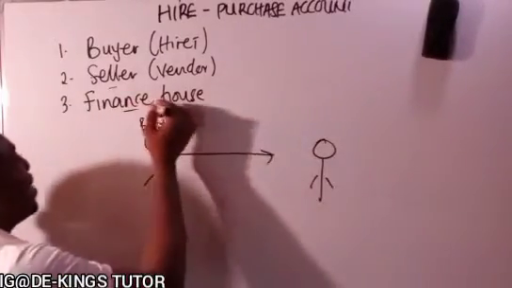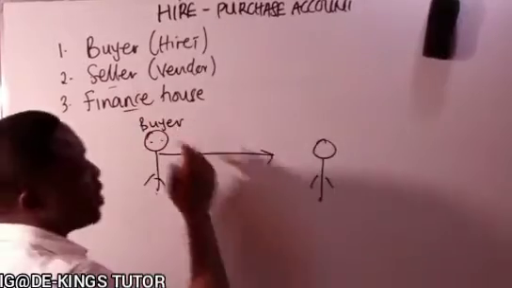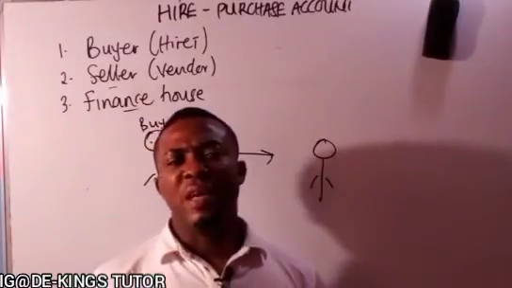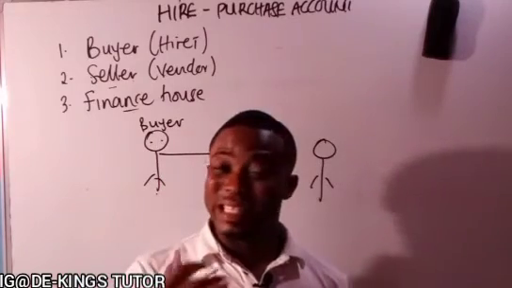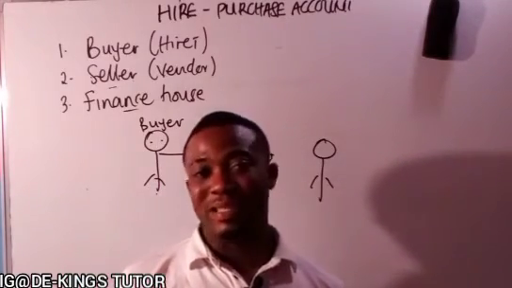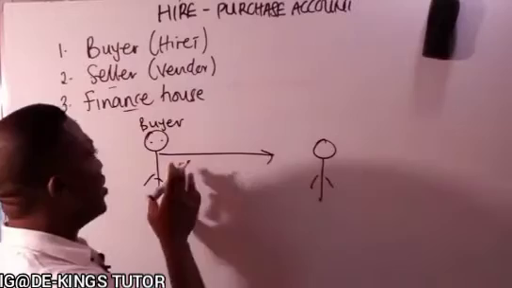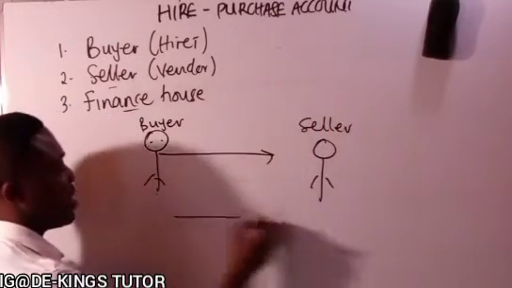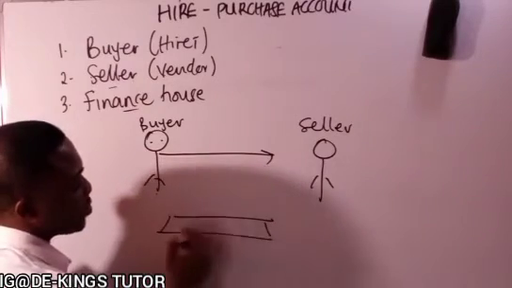Why the last part of the parties to a contract is the finance house. Now, who is the finance house? The finance house acts or stands as an intermediary between the buyer and the seller. Okay. Now let's take for instance.